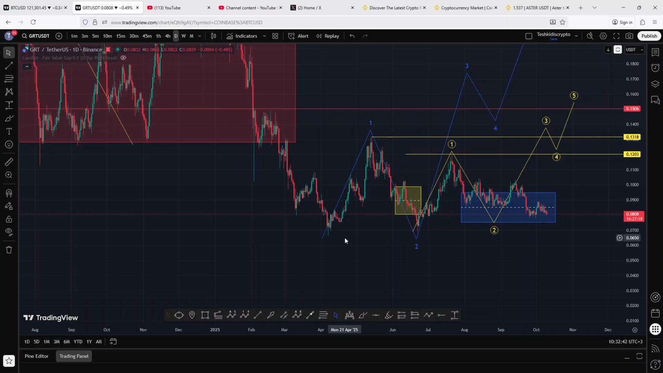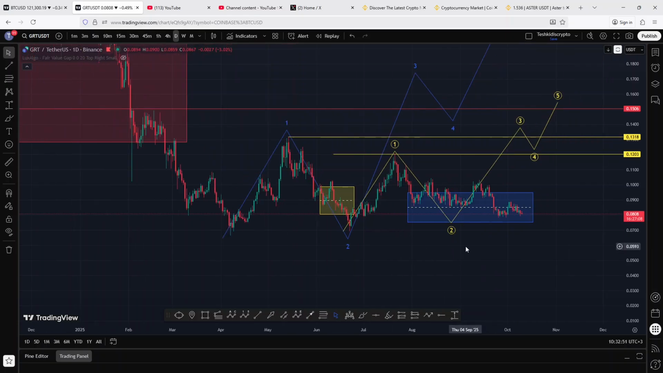So that is the price action that I expect here on the GRT chart on the short term and also on the long term. And let us be patient and see how that plays out, and that will ensure you stay up to date.